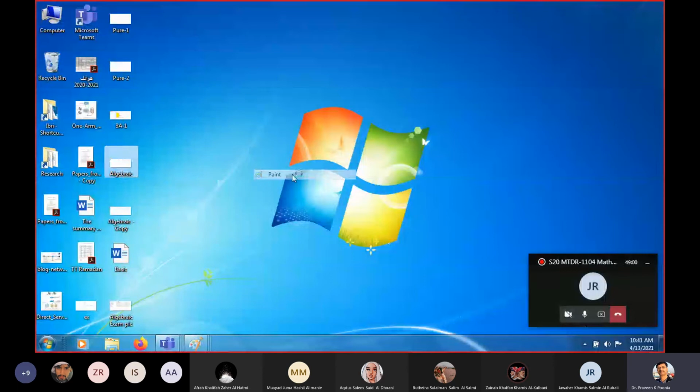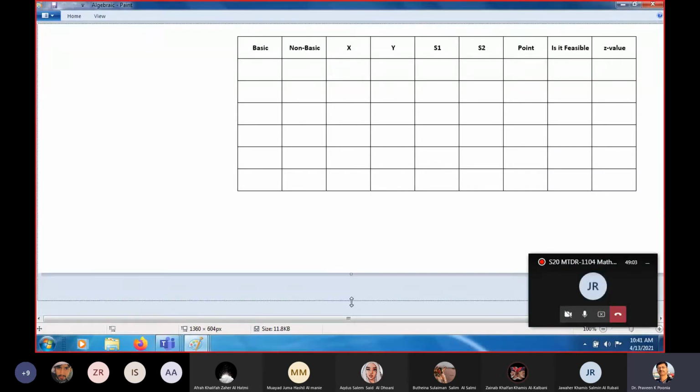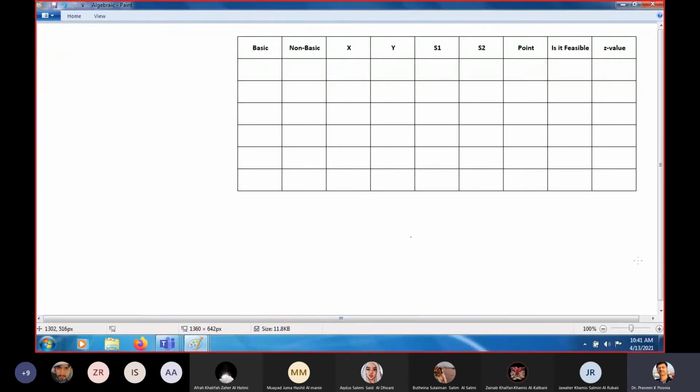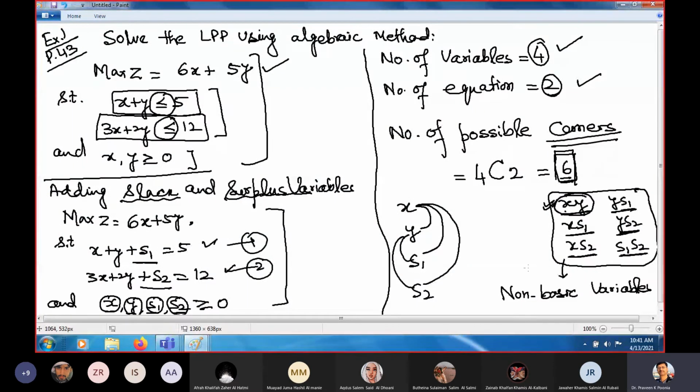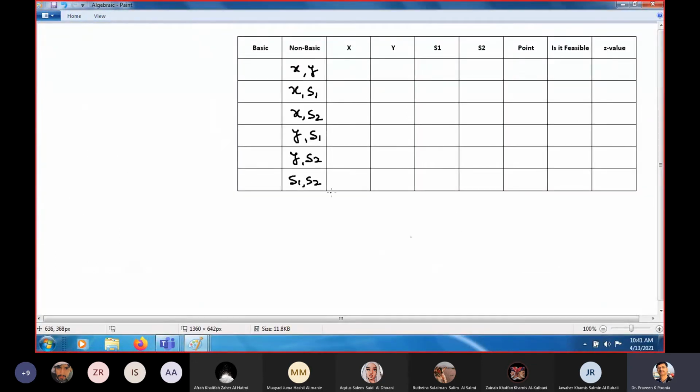Algebraic. So this table we are going to make now. Here we will write the non-basic. So it will be XY, XS1, XS2, YS1, YS2 and S1, S2. You can see here, these are the 6 possible cases. Six I have evaluated. These I have mentioned in the non-basic variable.